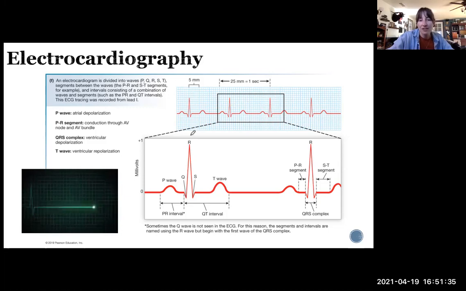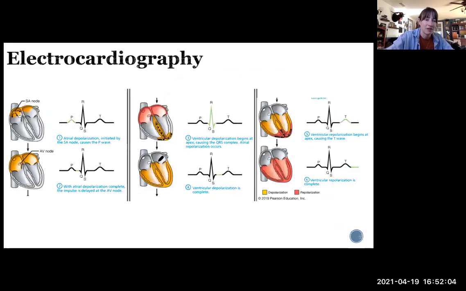And by looking at this pattern for your patient and reading the height of these waves, the P wave, the R wave, and the length of the intervals, the PR interval between P and R, the QT interval between Q and T, you will learn things. You'll be able to translate that into the condition of your patient's heart. Pretty awesome. So here's another visual representation of kind of the same thing.